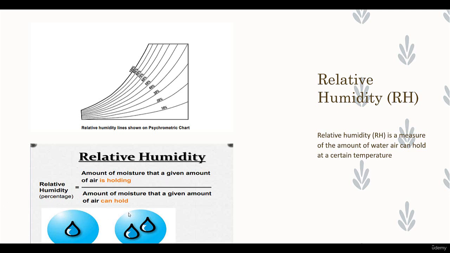Let's suppose we have this volume of air, and the air has a holding capacity of 2 droplets of water, but it holds only 1 droplet. So it means that the air holds 50% of its capacity. So its relative humidity is 50%.